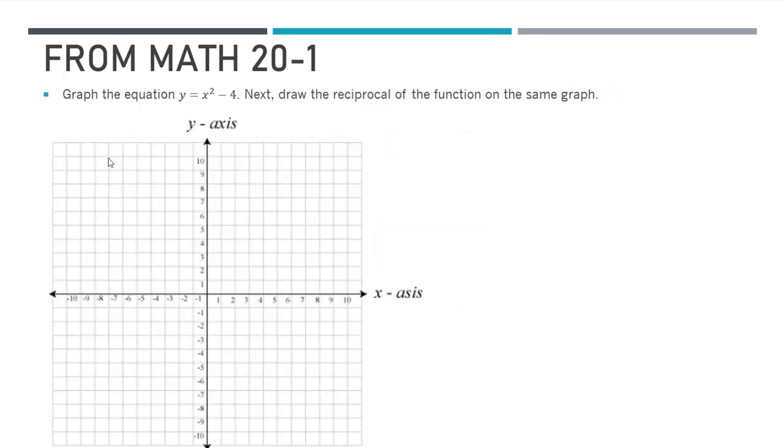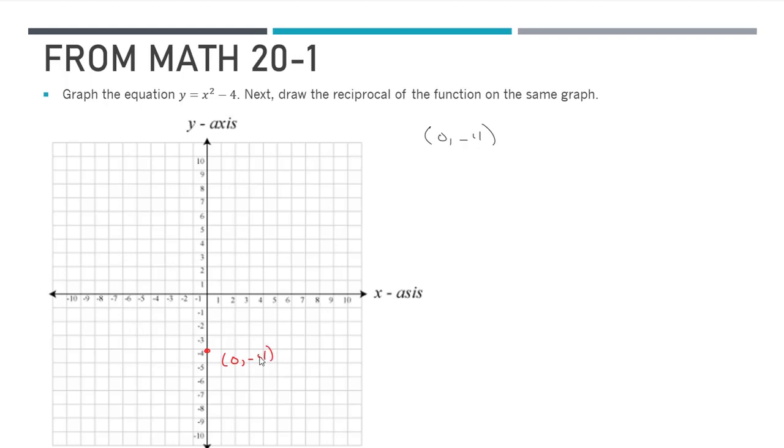Now in 20-1, as you move through the course, you started doing parabolas and taking the reciprocal of those as well. So we're going to graph this equation y equals x squared minus 4 and then draw the reciprocal of the function on the same graph. So here if we look at this, it's in vertex form. So we can say our vertex is at 0, -4. So we can go and graph that right now. So 0, -4.